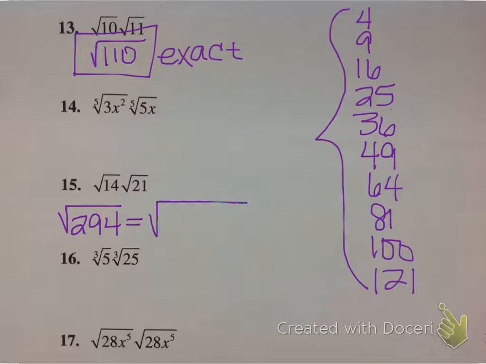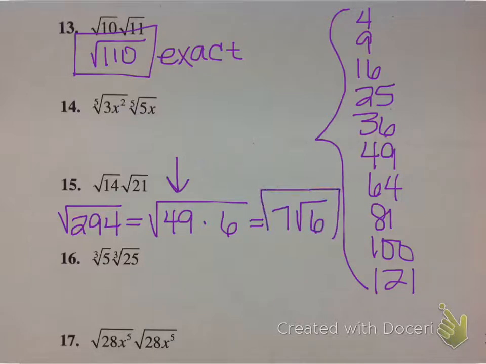So this is the same thing as 49 times 6. Now, since I can rewrite 294 as 49 times 6, I can actually take the square root of 49, which is 7. So this simplifies to 7 square root 6. And that would be my simplified answer. So what we do is, when we multiply them, we look to see, does our product have a perfect square factor? Because if it does, I can take the square root of that perfect square factor.